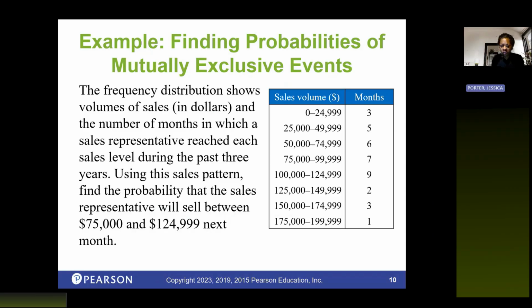All right, here we got a frequency distribution. We got enough of those last week, didn't we? You probably remember a number of them from your homework. The number of months in which a sales representative reached each sales level during the past 3 years is what is given here, the volume of sales and the number of months. Using the sales pattern, find the probability that the sales representative will sell between 75,000 and 124,999 next month.